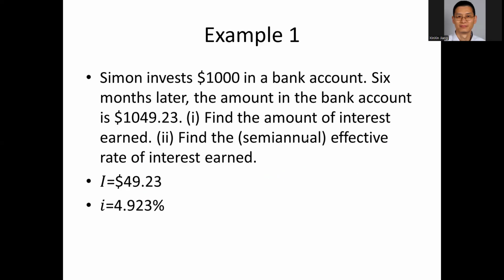Find the semi-annual effective rate of interest earned. So you would have 49.23 divided by the investment, which was 1,000, and that is 4.923%.